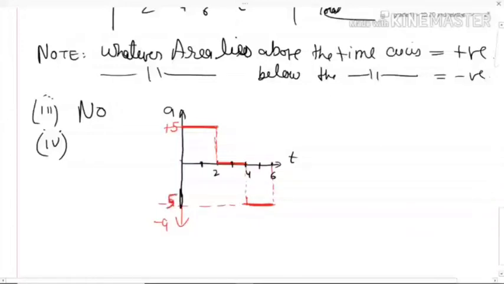I can draw the graph for the same acceleration in meter per second square. This is time in seconds. So basically see the red lines. These red lines are basically the acceleration time graph for the same. Is this clear?